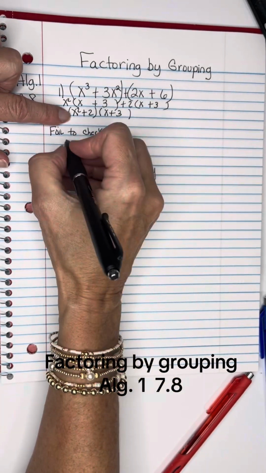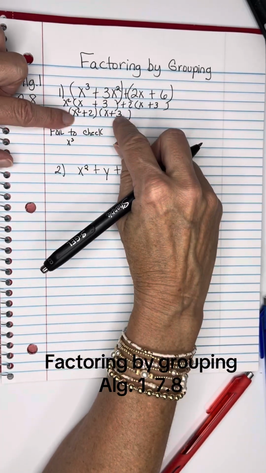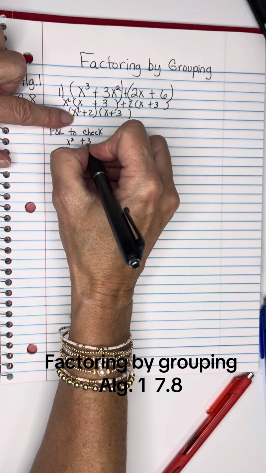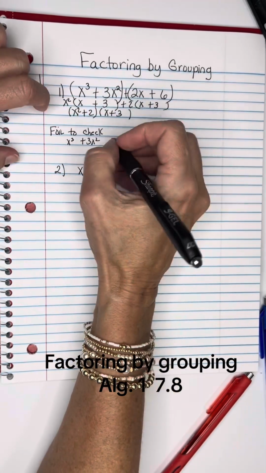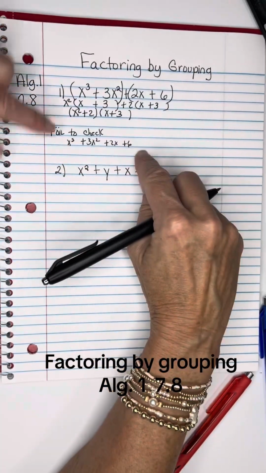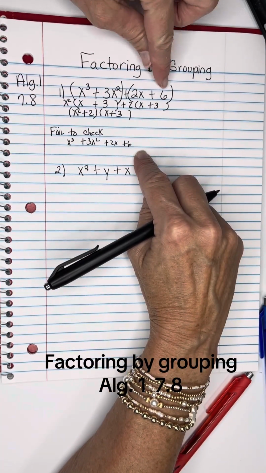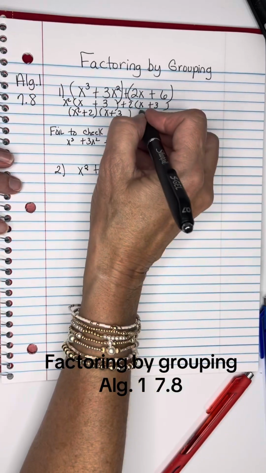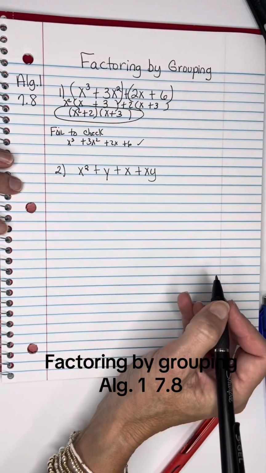The first terms would be x cubed. The outside terms would be 3x squared. The inside terms would be 2x. And the last terms would be 6. Let's see, is that correct? That is correct. So my solution is here.